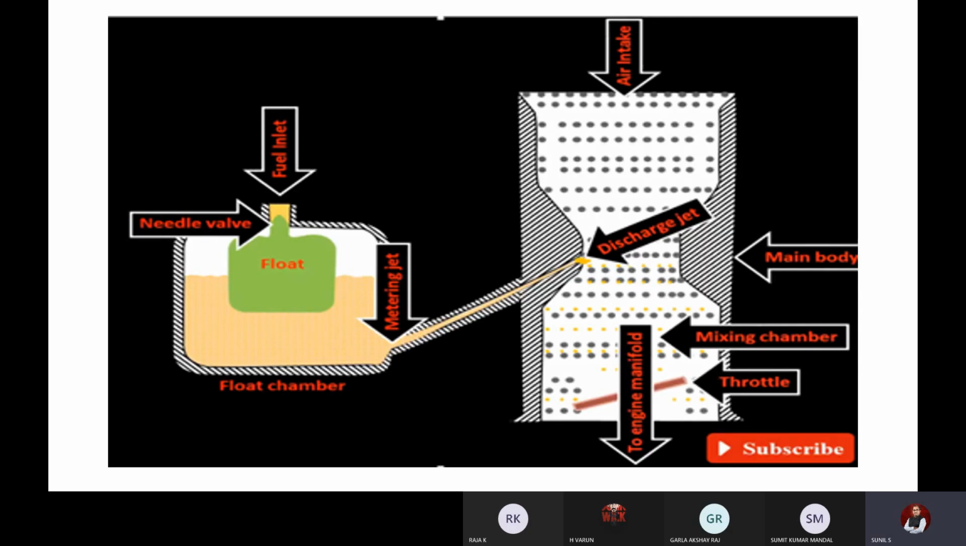I have taken an animated image. Here the float, the green color, is always exerting some sort of pressure. Whenever the air is flowing here, because of the Venturi effect the velocity suddenly increases and the pressure drops. Because of the lesser pressure here, and the float exerting some extra pressure, fuel will be pushed and sprayed over here. So the air-fuel mixture will enter the engine inlet manifold. This is the working of the simple carburetor.